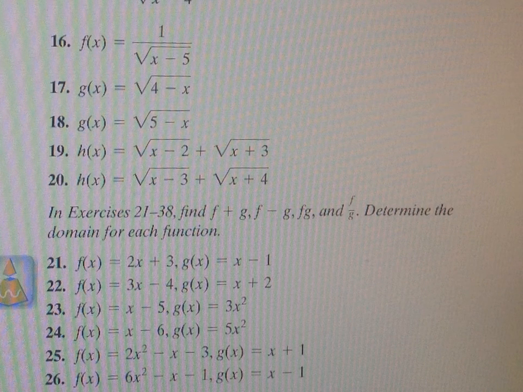Hello, Miss Roger. I received your question here. It says 16 to 18. You're wondering how to do these three. Maybe I'll start with 17 and 18.